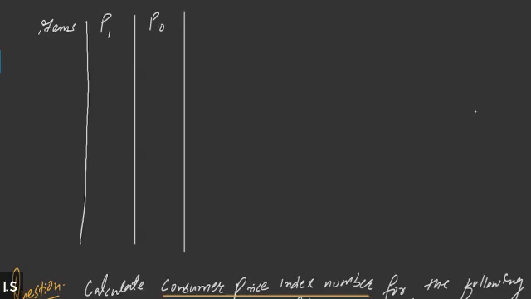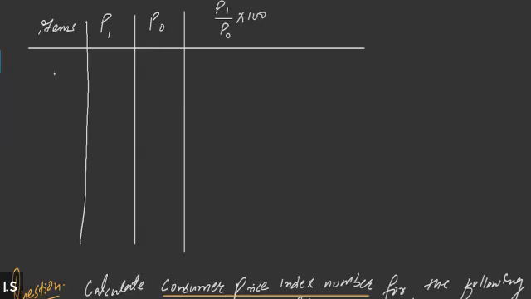In the simple average of price relative method, you will first write down all the values of P1 and P0, and then you will find the price relative. How do you find the price relative of all the items? You will simply divide P1 by P0 for each item into 100. This is how you will find the price relative of all the items. Got it?